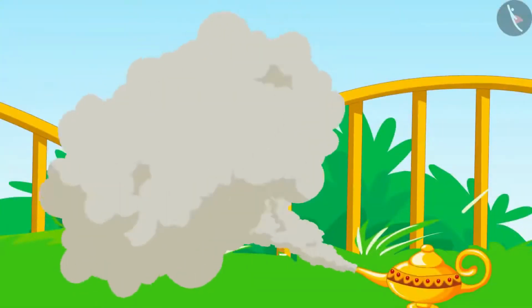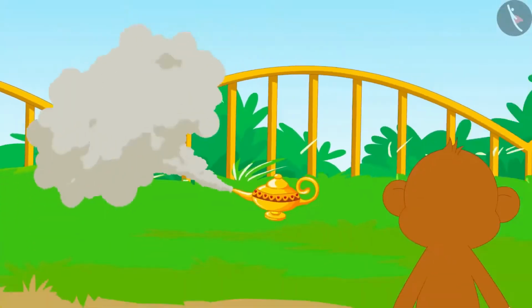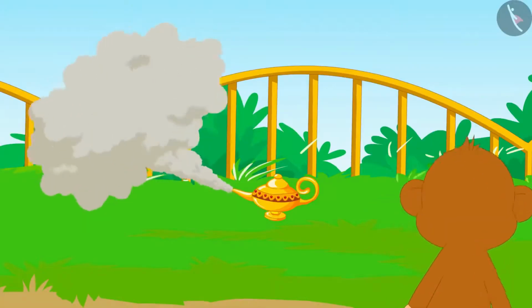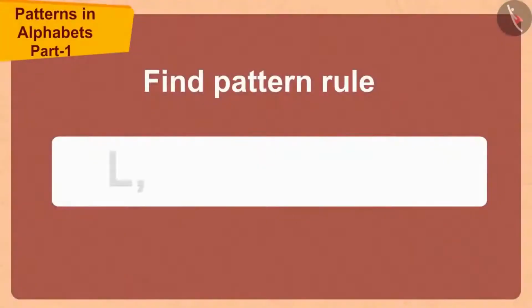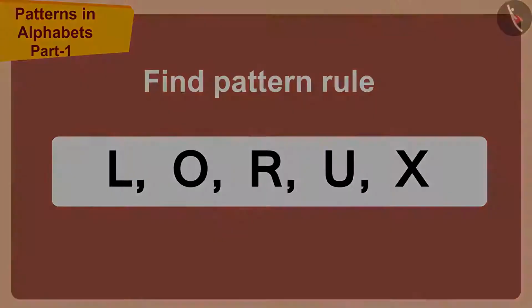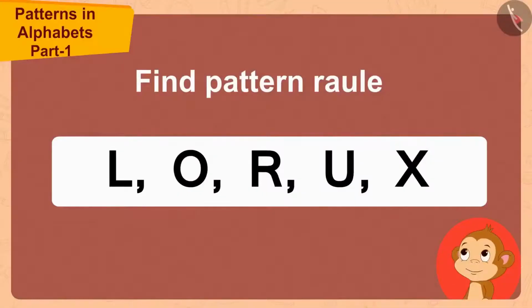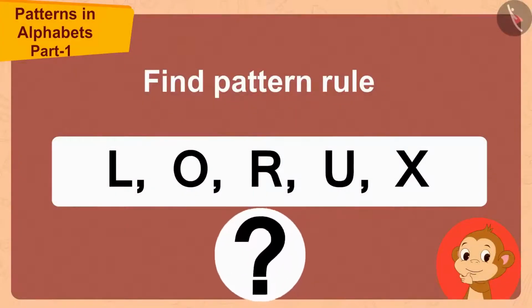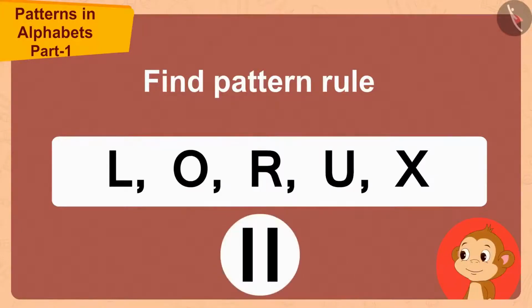This is your last pattern. Find the rule of this pattern and fulfill your third and last wish. Saying this, the genie showed Babban this third pattern. Babban was shocked. It looks like a very difficult pattern. Children, can you help Babban in finding the rule of this pattern? If you want, you can stop the video and find the answer.